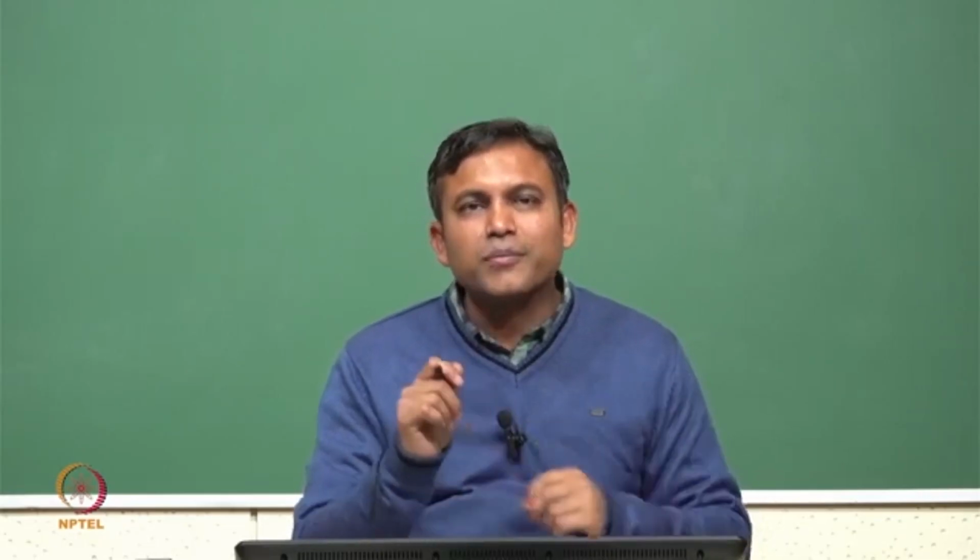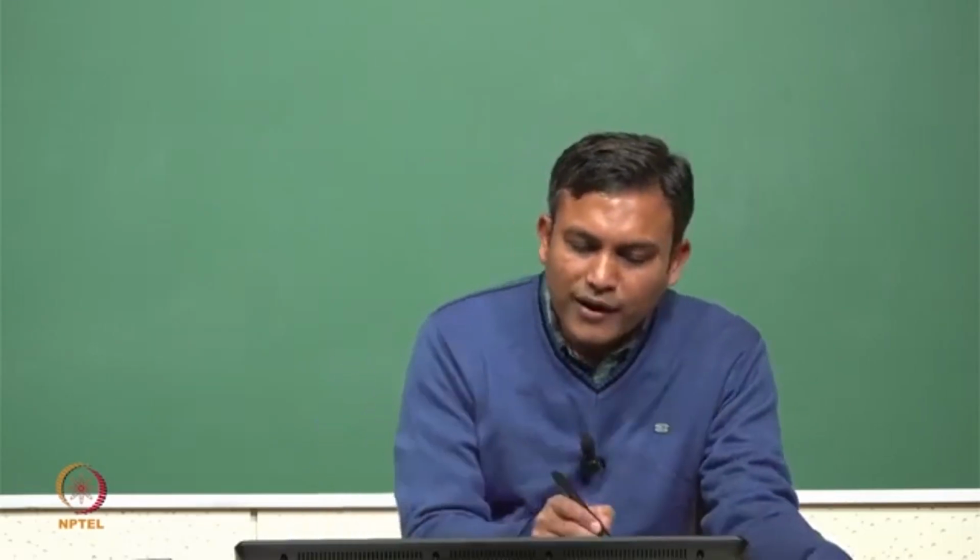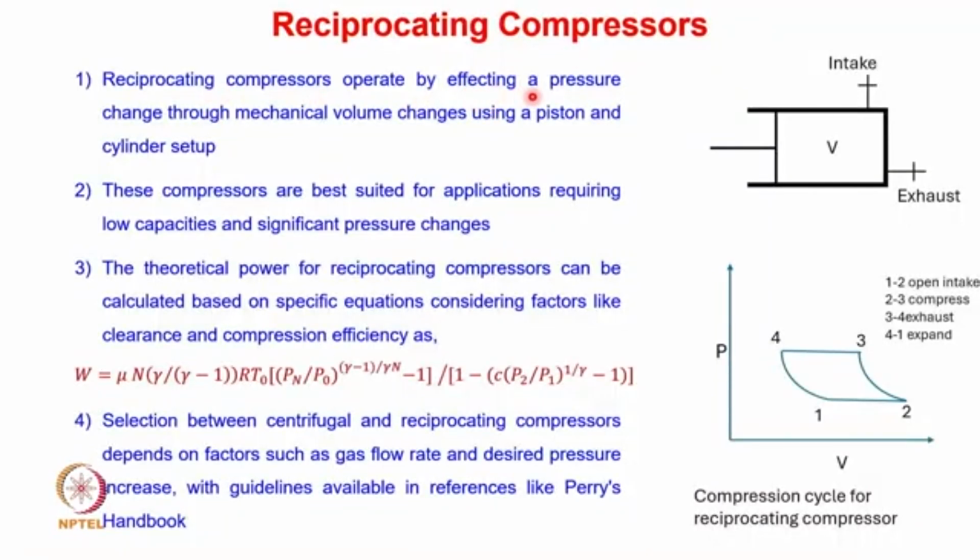Now let's look at the reciprocating compressors. Remember I said that the centrifugal compressors are used when you require a higher volume, isn't it? But when you are looking at a large change in the pressure values, the best compressors to be used are reciprocating compressors. Reciprocating compressors operate by effecting a pressure change through mechanical volume changes using a piston and cylinder setup. You can see that in this case whatever volume is there gets compressed by using a piston here. Okay, these compressors are best suited for applications requiring low capacities and significant pressure changes.